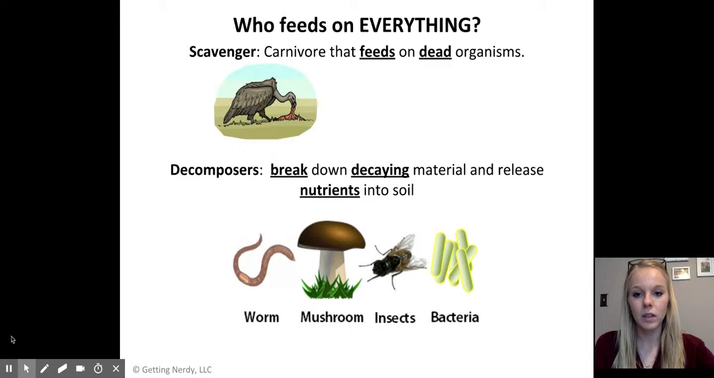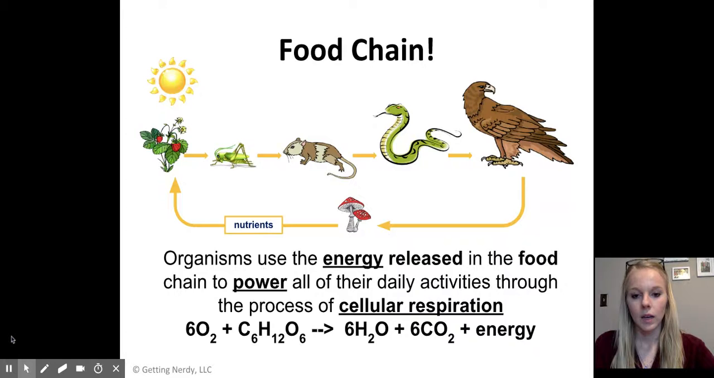Your 5th key word is on. In order to use the energy that is transferred along the food chain, all of the organisms, including the producer, transform glucose into a usable form of energy by the process of cellular respiration. You will learn more about cellular respiration in the next unit. It is the opposite process of photosynthesis.